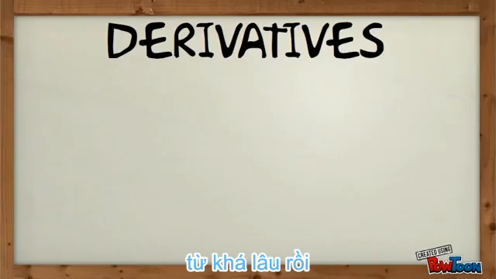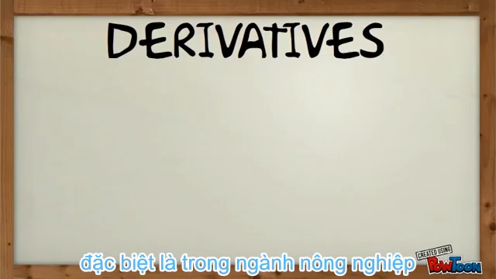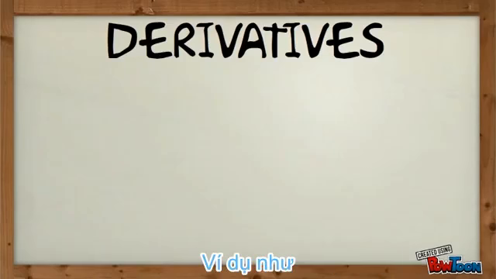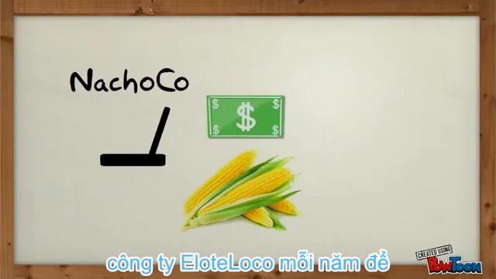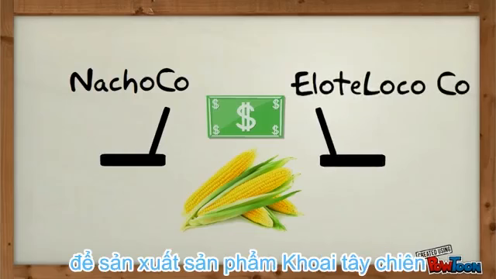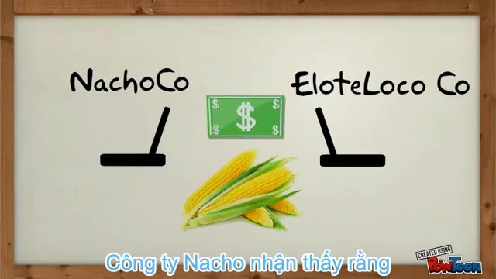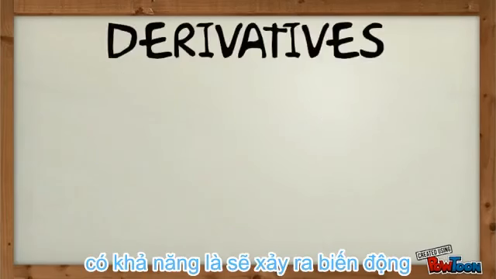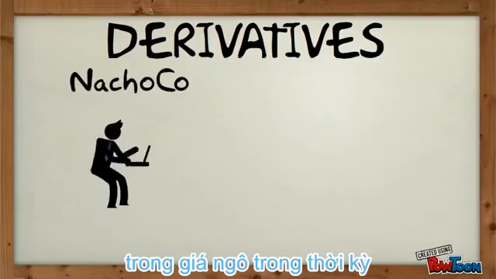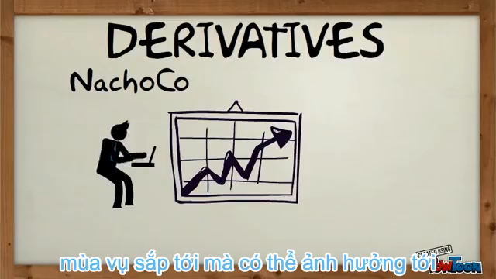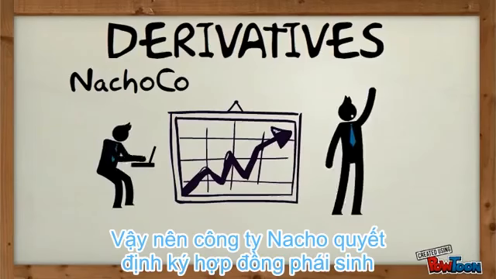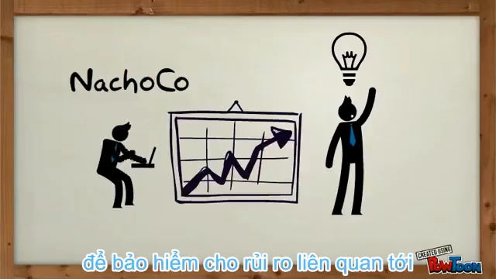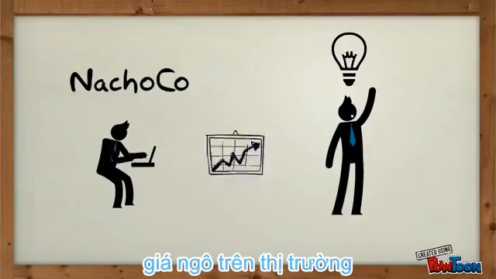The use of derivatives has been around for a long time, especially in the farming industry. For example, the Nacho company buys corn from Elote Loco company every year to produce its chips. The Nacho company perceives that there will be a fluctuation in the corn price during the coming season, which can affect its profits, so they decide to sign a derivative to hedge the possible risk concerning the corn's price.